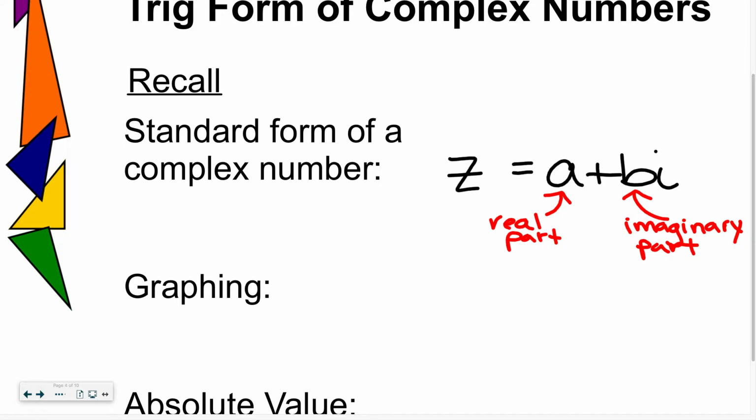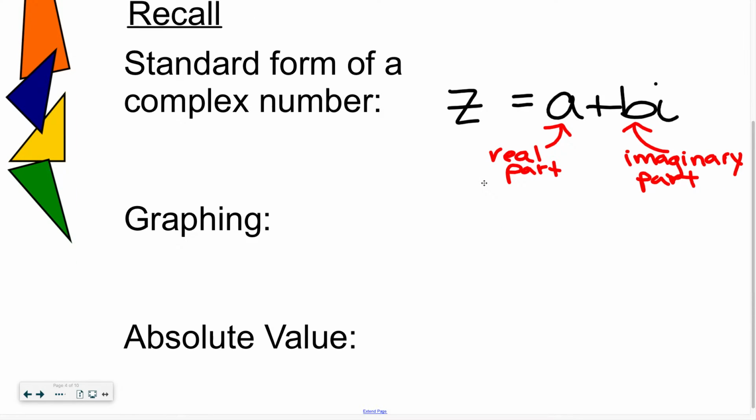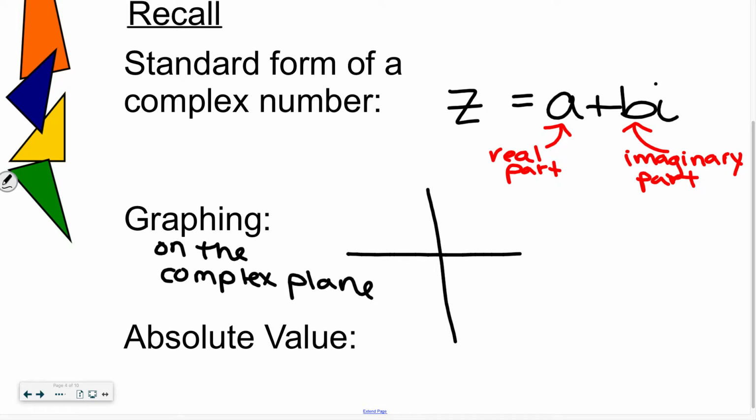When you're graphing complex numbers, they might be imaginary, which would cause trouble for us on the XY coordinate plane, which is called the Cartesian plane, because X and Y are all real numbers. So you have to graph a complex number on the complex plane. And the complex plane has your horizontal axis as your real part, and your vertical axis as your imaginary part.